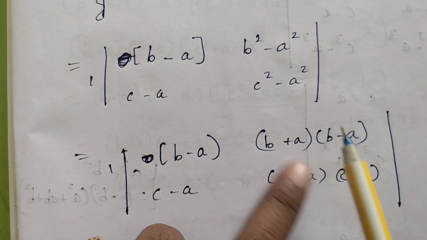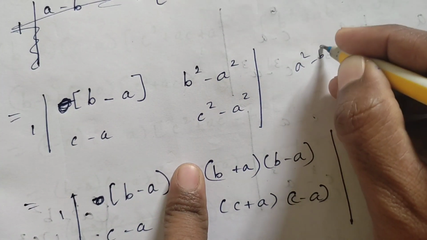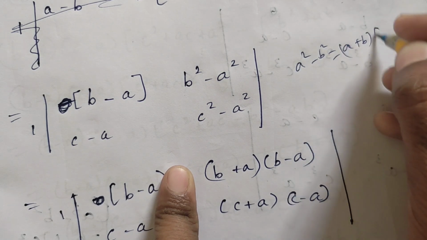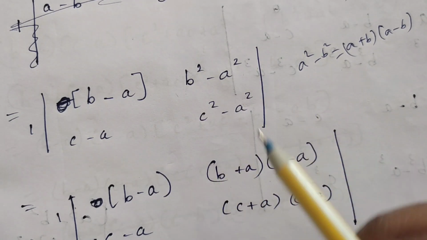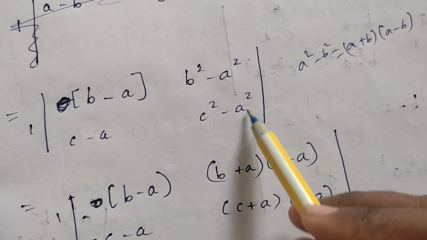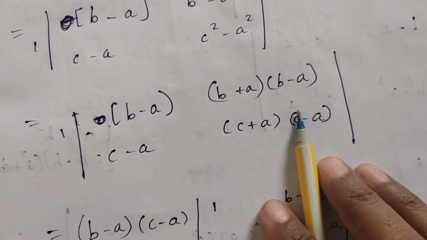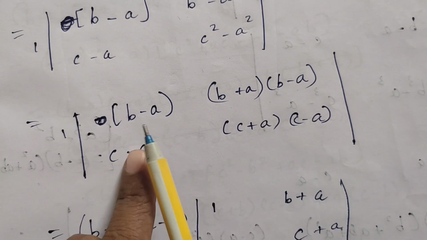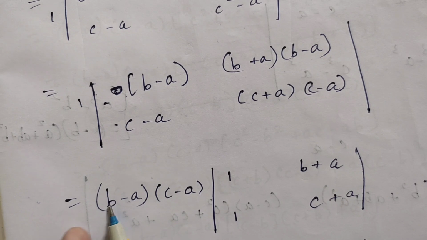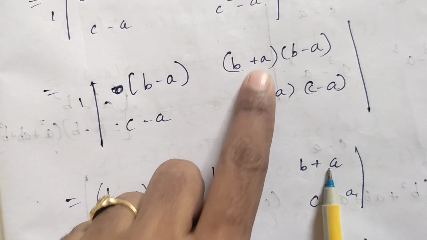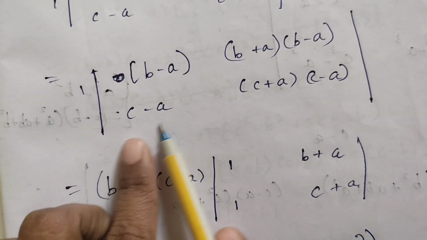It is the a square minus b square formula. A square minus B square equal to A plus B into A minus B. By using this formula, I can write this as B plus A into B minus A. Again, C square minus A square can be written as C plus A into C minus A. That is what has been written here. So when I replace it, I have B minus A common in the first row. I will take B minus A out and I will write 1, B plus A. From the second row, I will take C minus A out. C minus A into 1, C plus A is written.